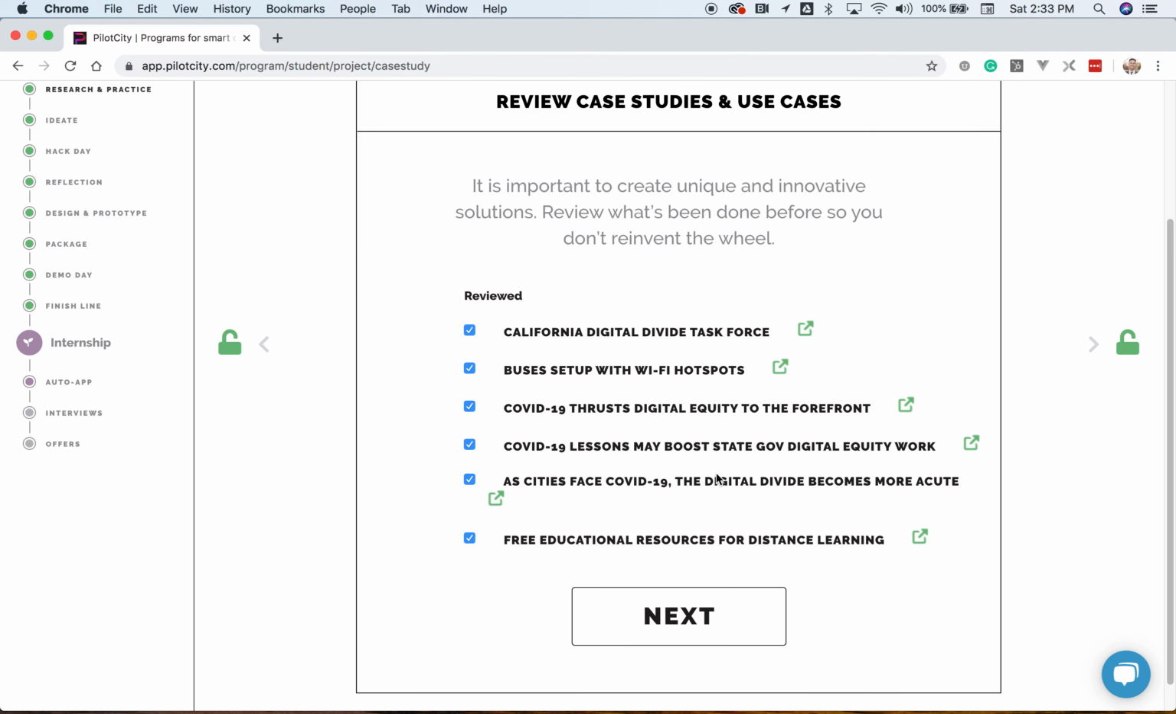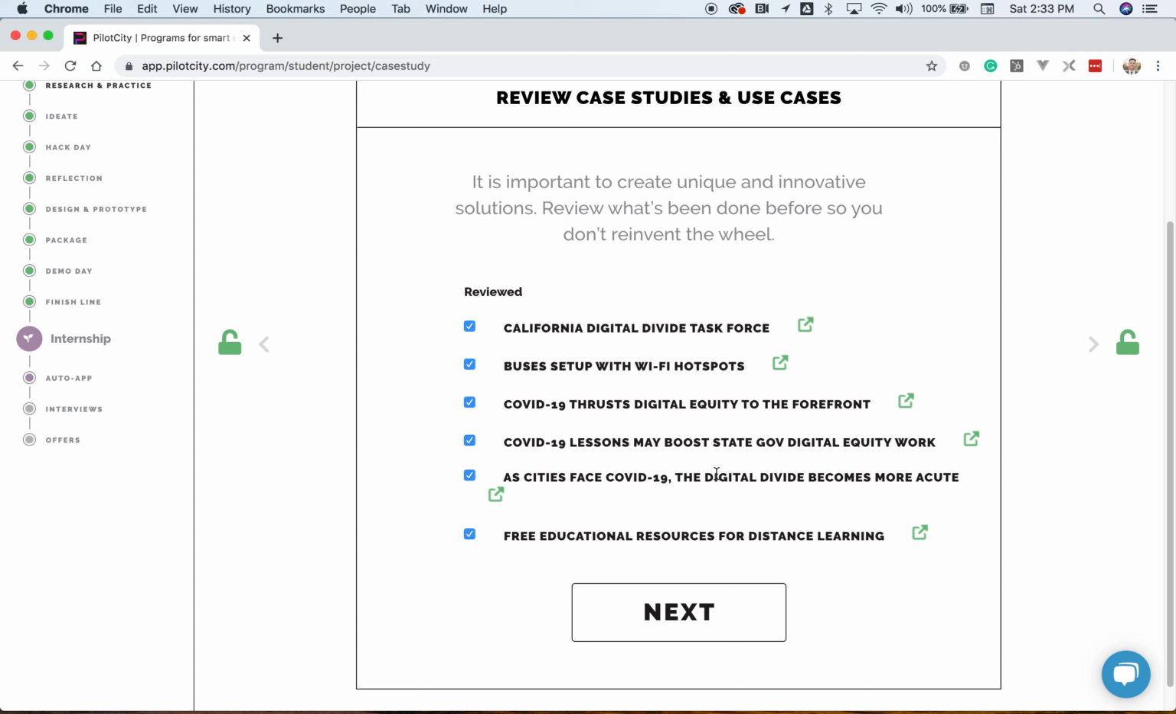So as we go into understanding what the employer put in here, essentially what they've added are a bunch of resources for you to understand more of the type of projects, the type of deployments, the type of actual things that the employer wants from you to actually develop. In this case, the California Digital Divide Task Force, buses set up with Wi-Fi hotspots, COVID-19 thrusts digital equity to the forefront, COVID lessons may boost state government digital equity work, and so forth, right? Essentially, these are a series of articles and videos and resources for you to understand more about what types of solutions the employer wants. So let's click on one.